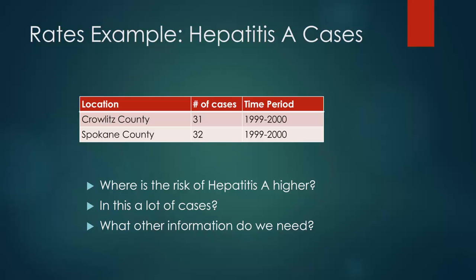Although the absolute count of hepatitis A cases is higher in Spokane, what we really want to know is if there is disproportionately more cases in Spokane than in Cowlitz County. And to answer that question, we need to determine the population at risk and then calculate the rates for each county.